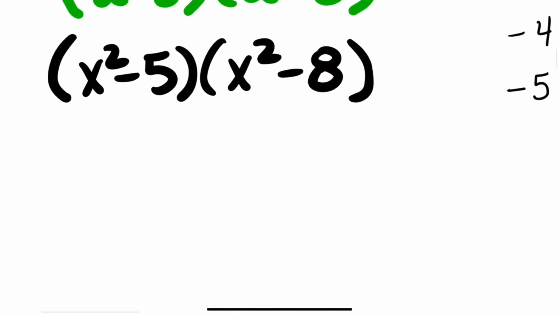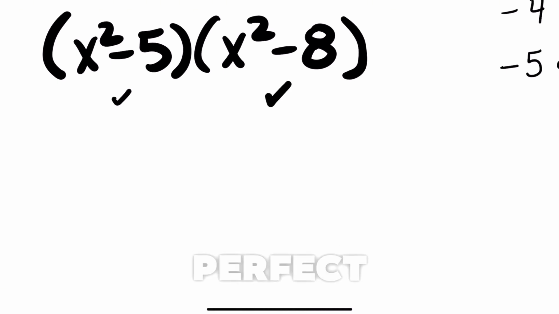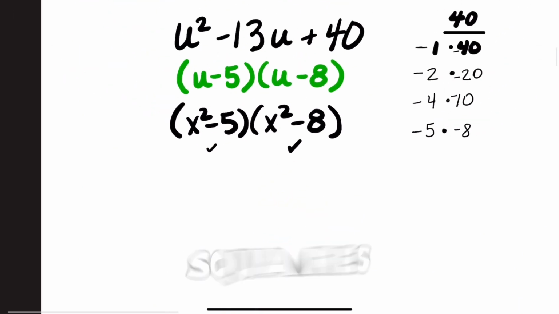Okay? And last but not least, we just want to make sure that that is fully factored. So can we factor x squared minus 5 any further? No, this is not a difference of squares, so that's done. And can we factor x squared minus 8 any further? No, because that's not a difference of squares either. 5 and 8 are not perfect squares. So these are not difference of squares. Done.